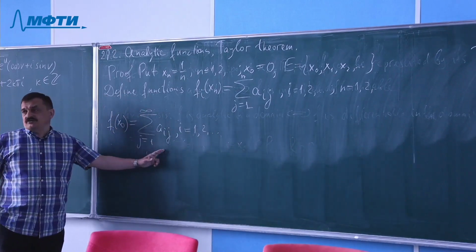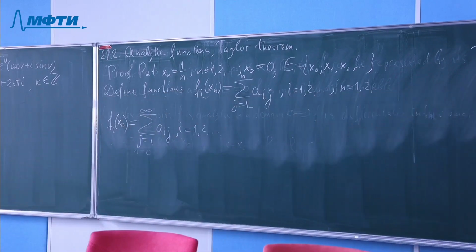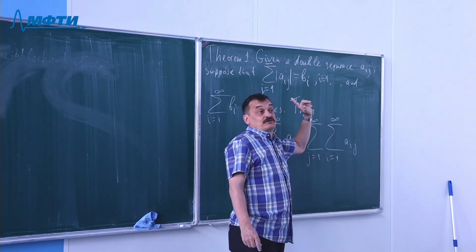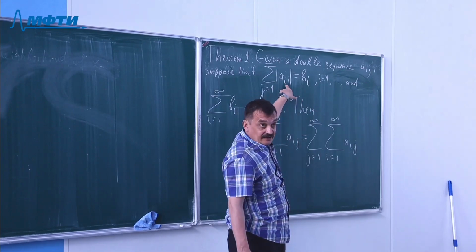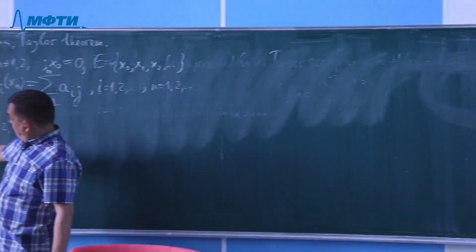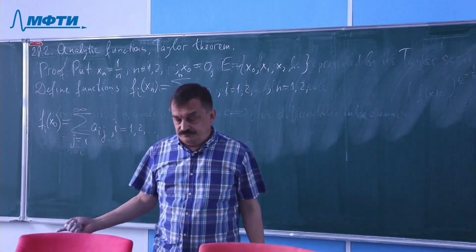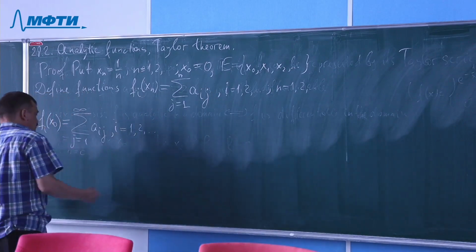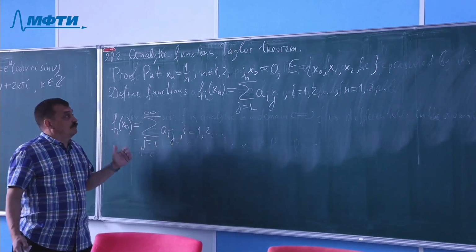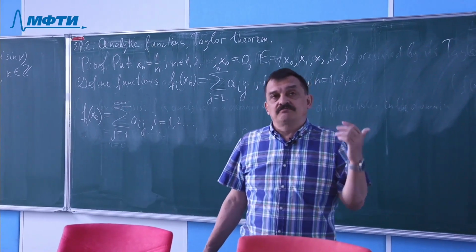Why is this series convergent? Because if you put modulus, we know it is convergent by supposition, right? Hence, it is absolutely convergent for arbitrary fixed i. With fixed i, we have the usual series which is absolutely convergent, hence it is convergent, and this number is well defined, right? So we have defined infinitely many functions, right?